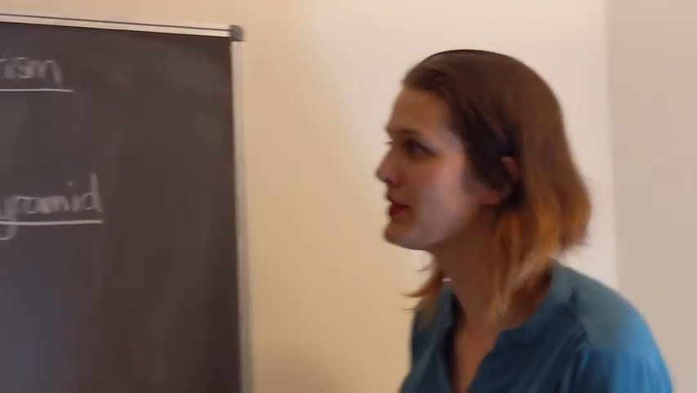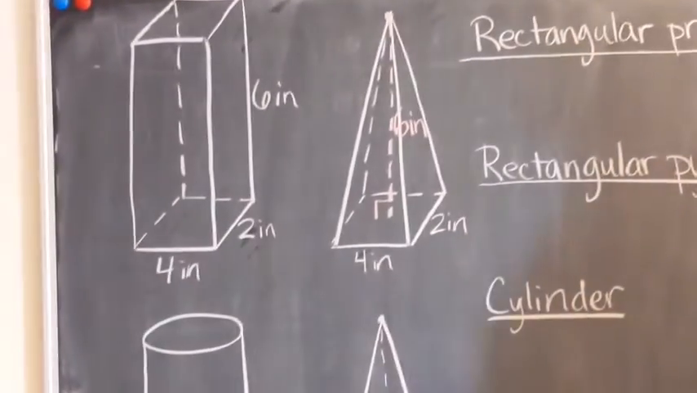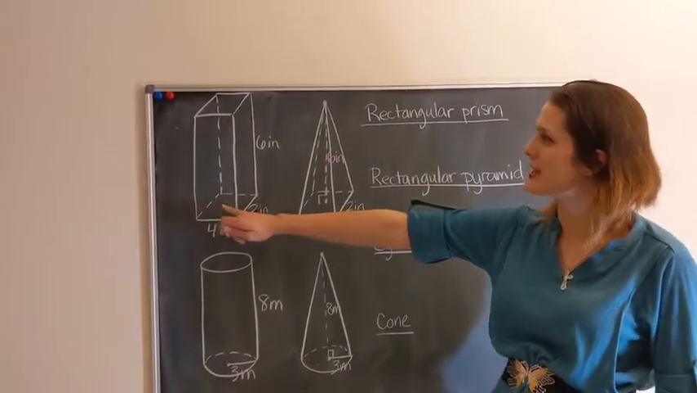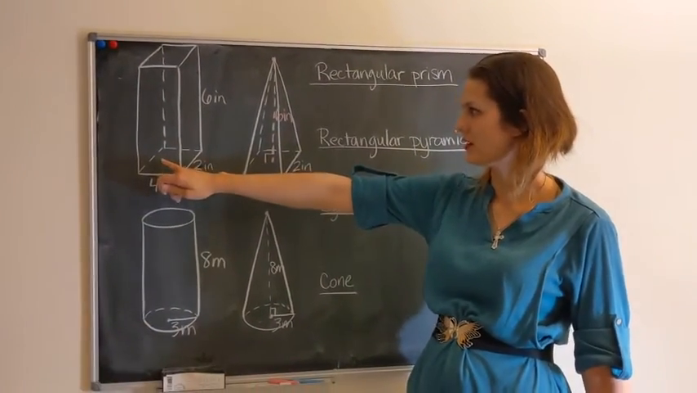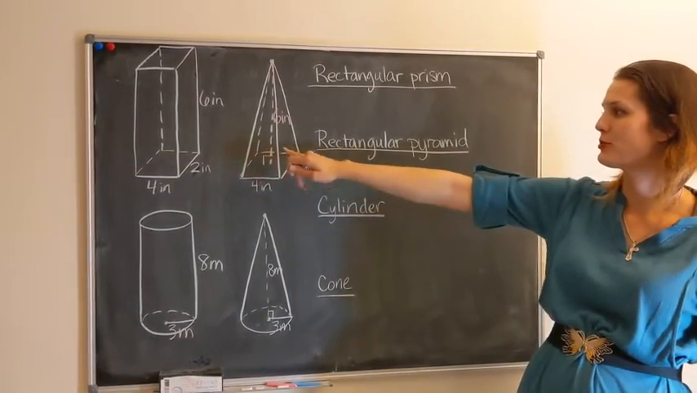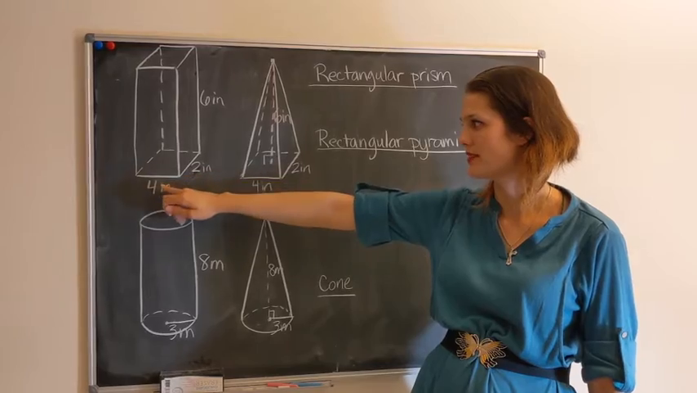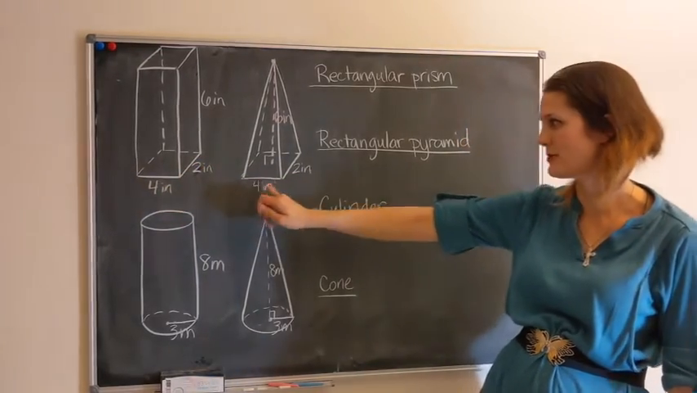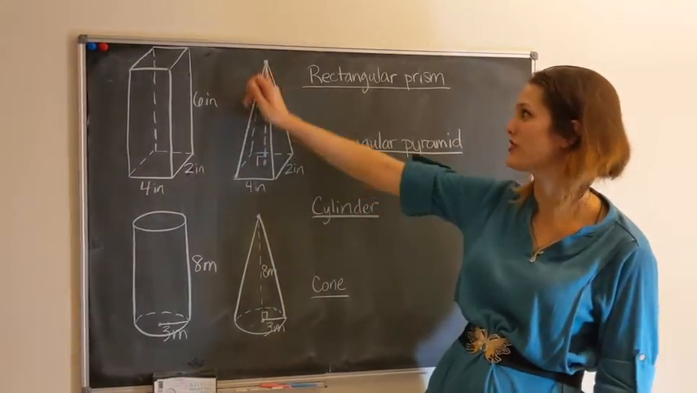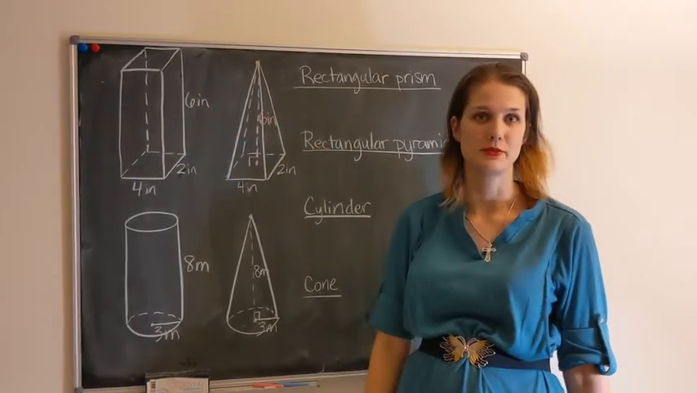Let's review how to find the volume of 4 related three-dimensional solids. We're going to start with a rectangular prism and then a rectangular pyramid with the same base. So we'll have a 4-inch by 2-inch base in each case, and also the same height as the prism.